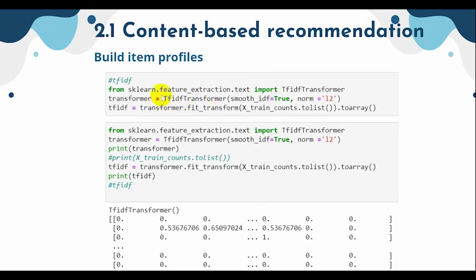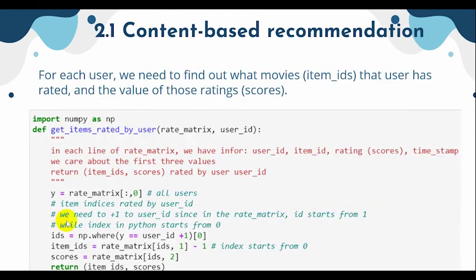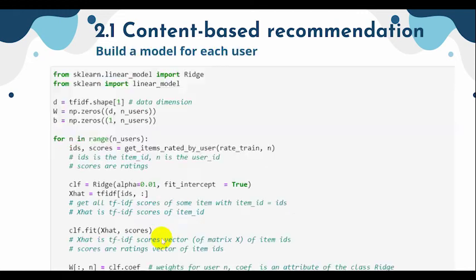From the library scikit-learn, I import the TF-IDF transformer, and then I use L2 norm so that the value of the TF-IDF score can belong to a range from 0 to 1, and I will use the TF-IDF score as the feature vector of each item. So each row over here will be one feature vector for one item. And now I build a function where the input is the rating matrix and user index, and the output is the item index and the score. The score means the rating for the item. Okay, and then I use the ridge regression model, as I mentioned before, to find the weight matrix W.